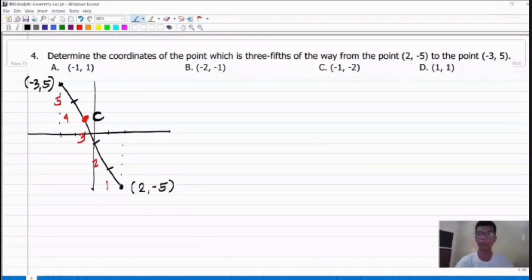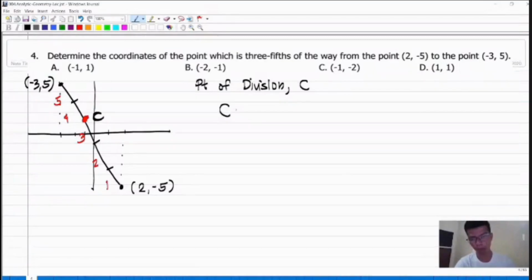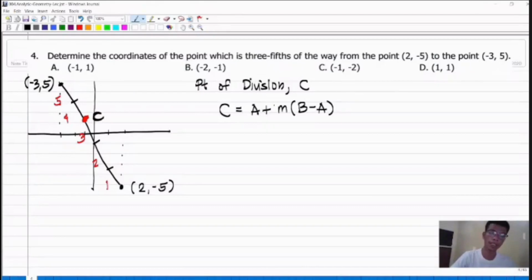So, ang gagamitin nating formula, point of division, denote the point of division as point C. So, the point C is equal to the point A plus M times the quantity B minus A. So, sa ating formula, yung variables A, B, and C ay mga points in rectangular form. Diba kanina in-introduce na natin yung mga points into rectangular form. Lalagyan lang natin yung J, yung ating Y coordinate.